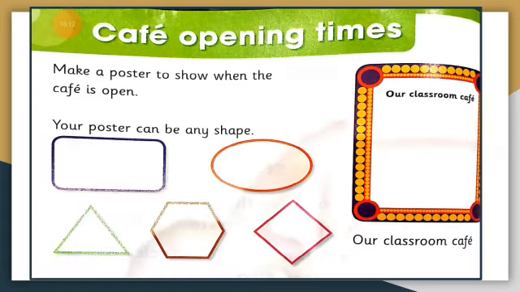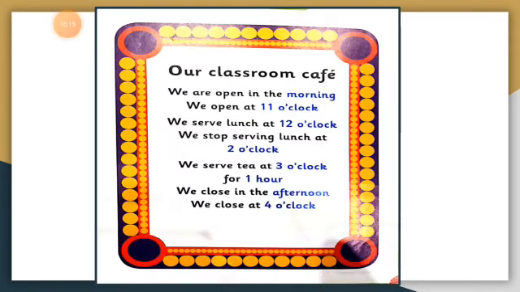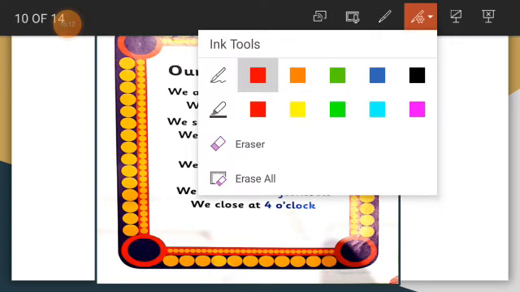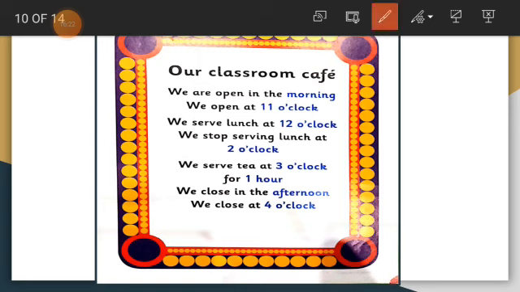Okay, again move to page number 27. See, this is how you will write the timing inside your cafe poster. See, this was the example. This was our classroom cafe timing. You can change the timing. If you are going to open your cafe in the morning, you can write down the morning time, that is 11 o'clock. At what time you are going to serve the lunch, you can write that time. And when you are going to stop the lunch, you can write that time also.